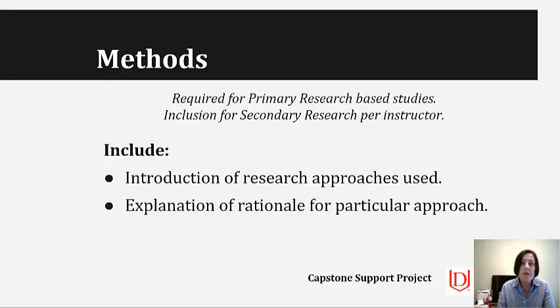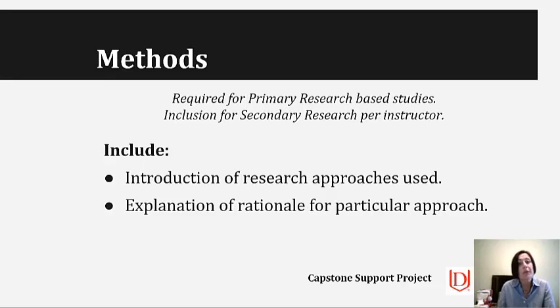Methods. In the introduction of your paper, this is a paragraph or so. And it's required for primary research. You want to give a quick summary of what you intended to do and why. You'll further explain it in the actual methods section of your paper, but this is the methods section of your introduction only. It's required for primary research, may or may not be required for your secondary research. Base that on your instructor.